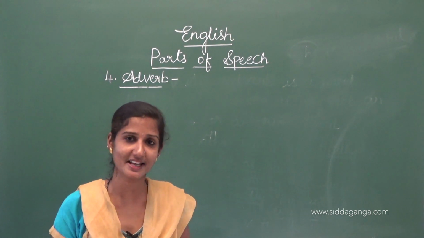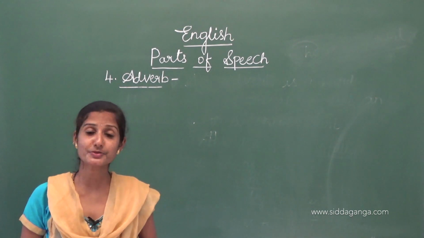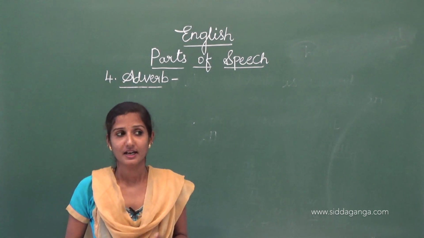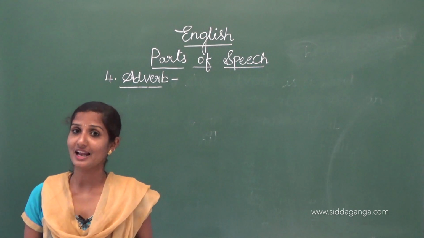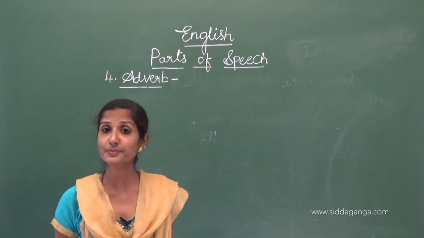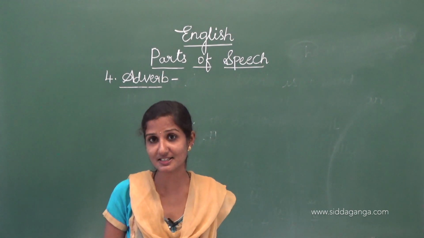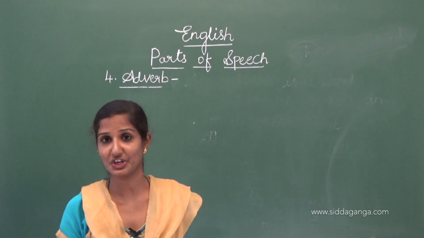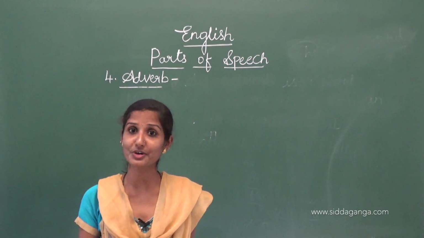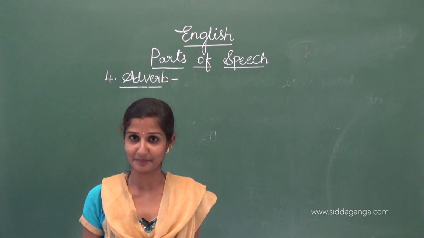So for your understanding, I will tell you adverbs of manner. Adverbs of manner are those adverbs that tell us how the action is going on. Adverbs of place tell us where the action takes place. Adverbs of time tell us when it takes place. Adverbs of quantity tell us how much it is.